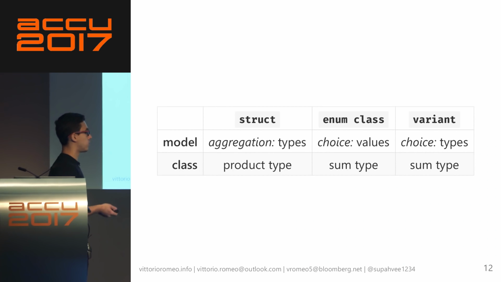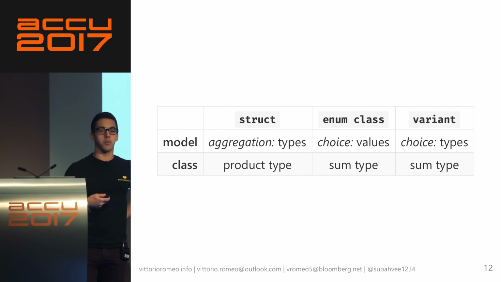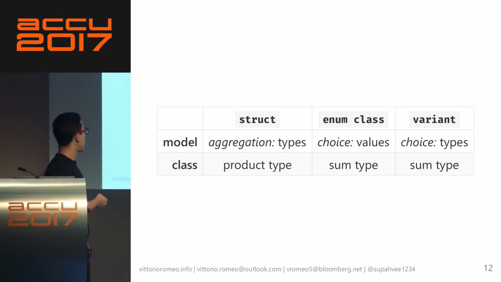So this is a very small table that might help you see the various analogies. A struct is a product type, and if you're not familiar with the term, it just means that the possible number of states that a struct can have is the product of all the states of its members. And it models an aggregation of types. Enum class is a choice between values, and variant is a choice between types. And sum type means that the number of possible states is the sum of the states of all the possible members.